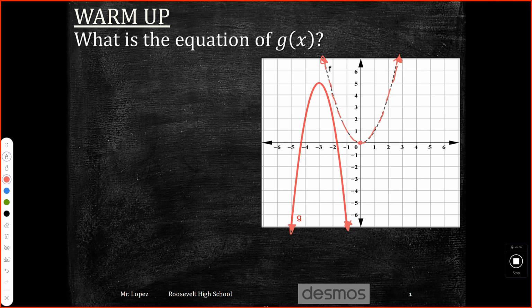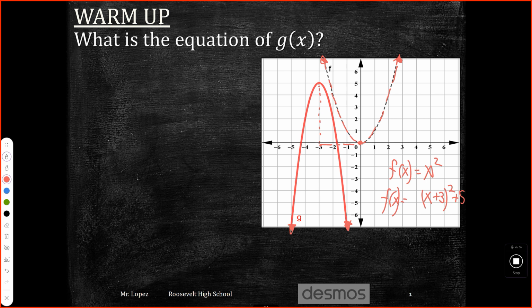Taking a look at this parent function here, we have f of x is equal to x squared. So it has moved to the left, so there has been some shift to the left here. So that deals with the inside. X minus, it's not going to be minus 3, it's going to be plus 3 squared. And it was also shifted up all the way to 5. It's going to be a plus 5.